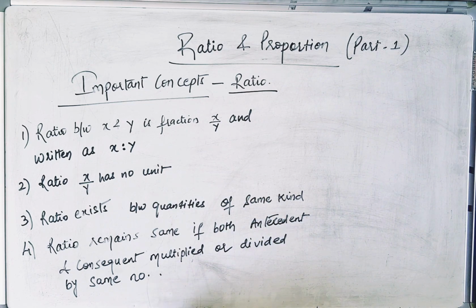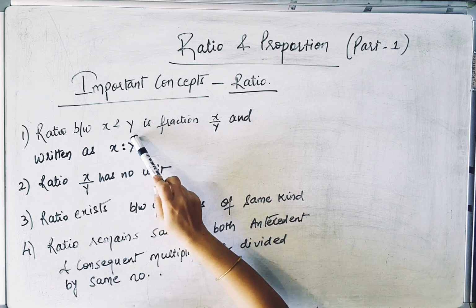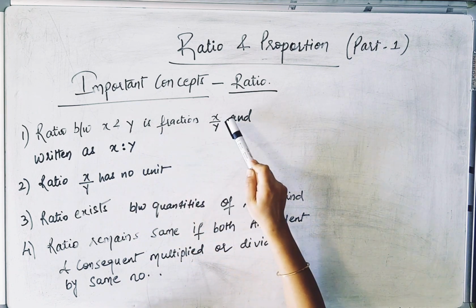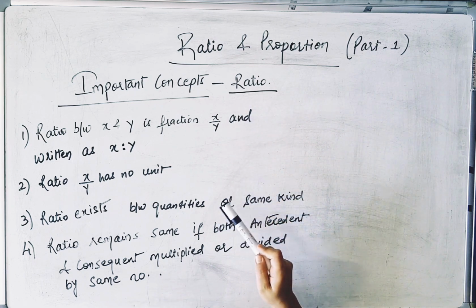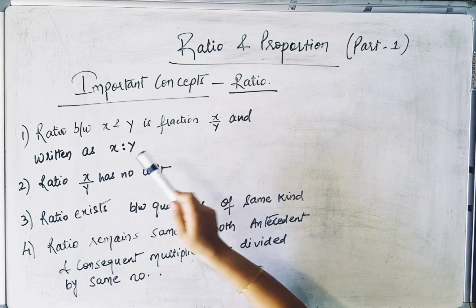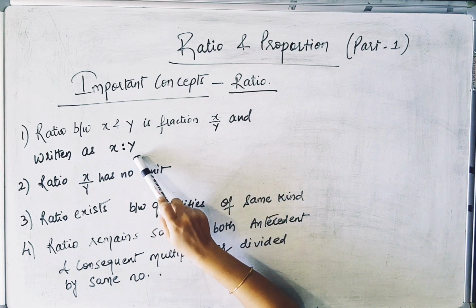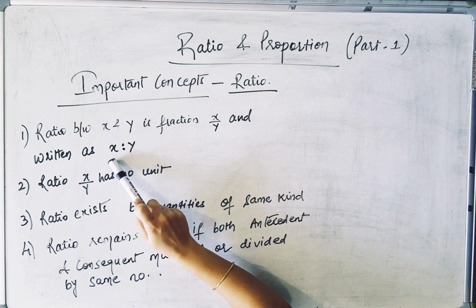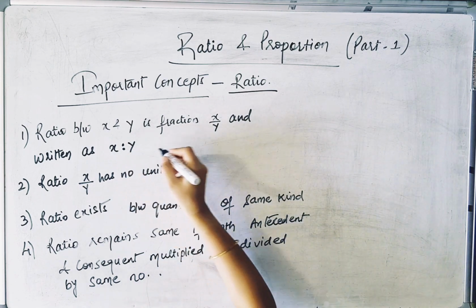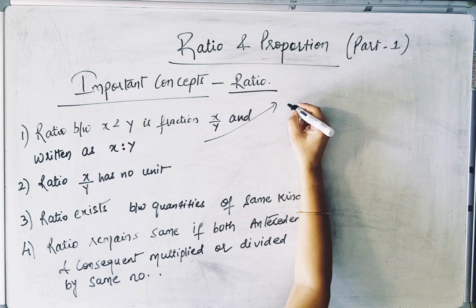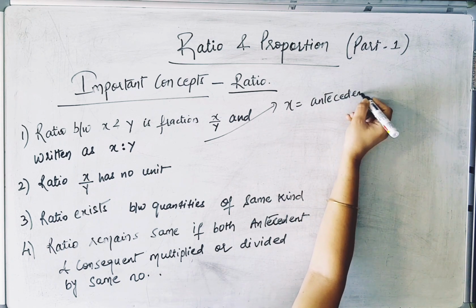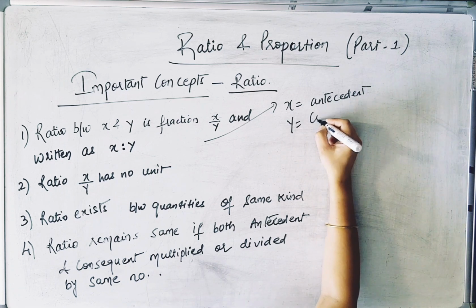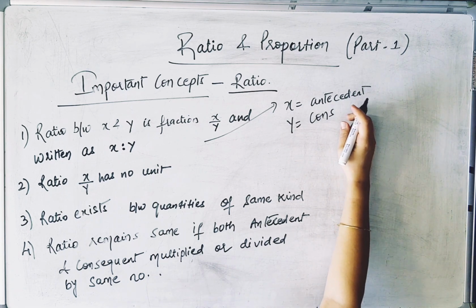Important concepts: the ratio between x and y is a fraction, that is x upon y. Normally we call x a numerator and y a denominator. But when we come to the ratio part, we write it as x is to y, where the first quantity is known as antecedent. X is the first quantity, so x is antecedent and y is consequent, which is the second quantity.